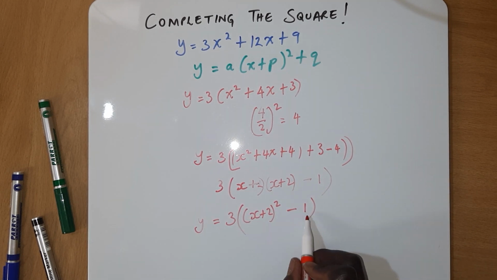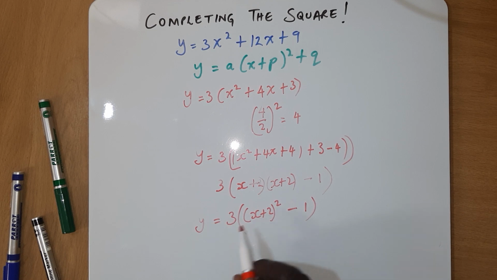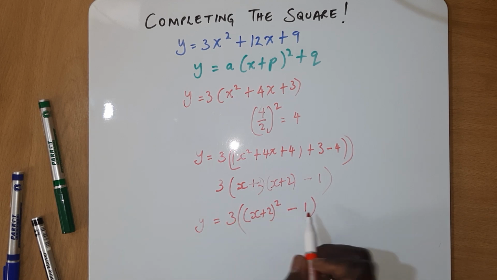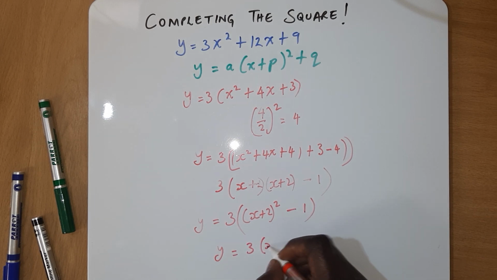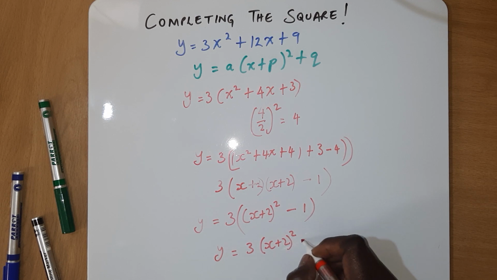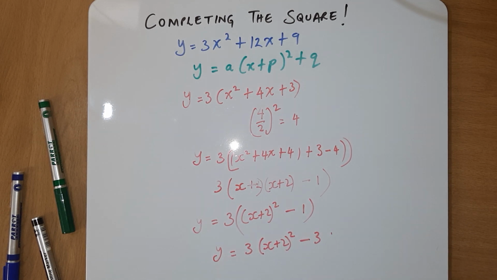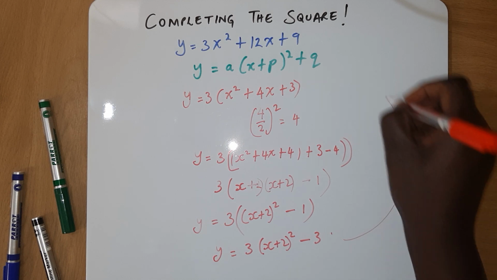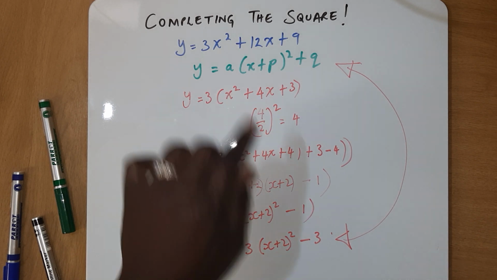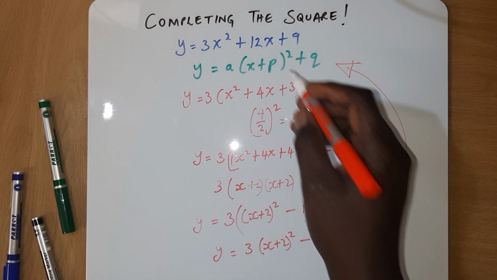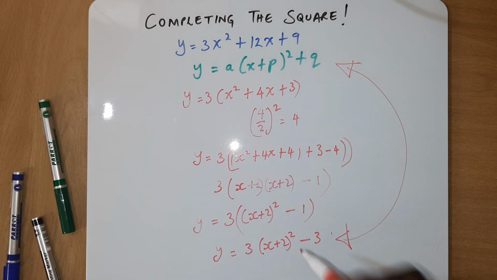So this 3 would multiply with both that and that. So we have y equals 3 into x plus 2 squared minus 3. Do you see how this and this are of the same format? Our a is 3, our p is 2, and our q is 3. Okay? We have completed the square there.